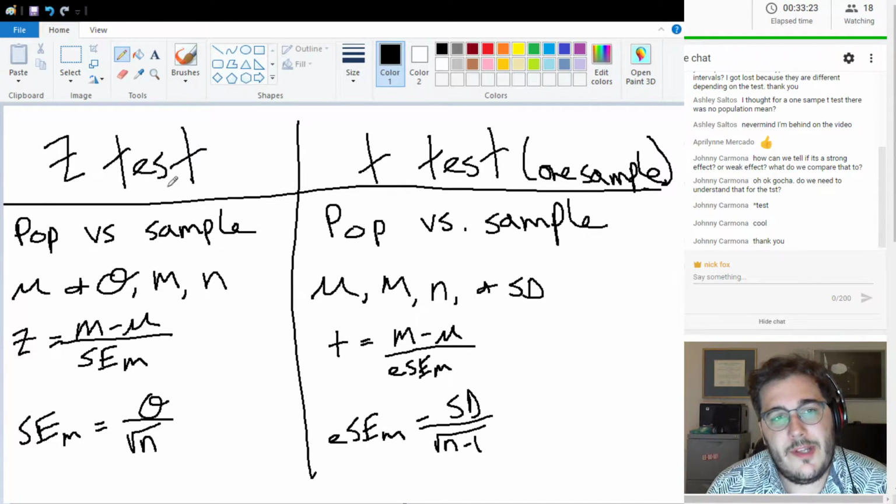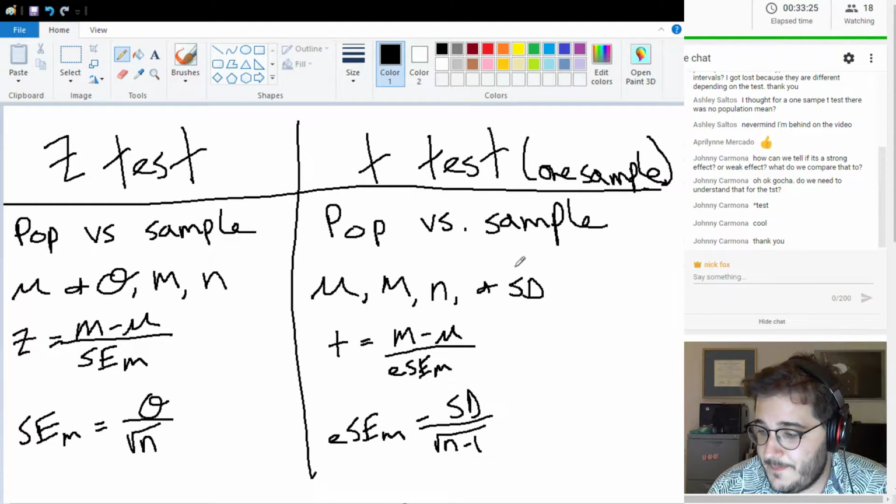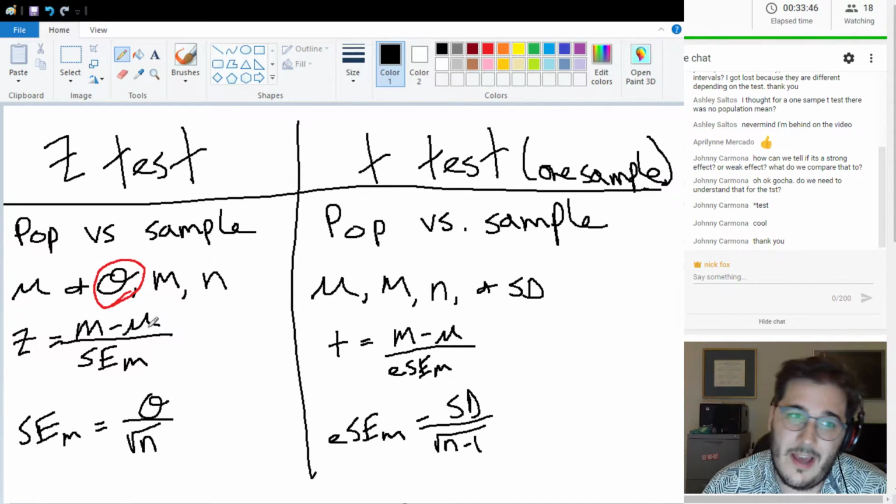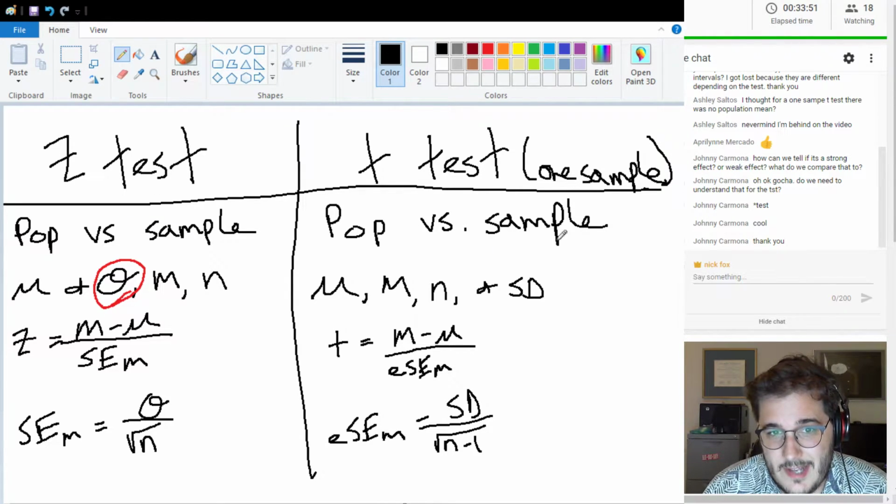So this is the difference between the z-test and the one-sample t-test. Although you use them both to compare a sample to a population, the reason why you would use a one-sample t-test is because you don't have sigma. Sigma is like the really important part that I'll even circle with a red circle. So sigma is like the number one cool kid in the class. If you don't have sigma, you can't do a z-test. You can still do a t-test because you'll just use the standard deviation of the sample. So that's the difference.